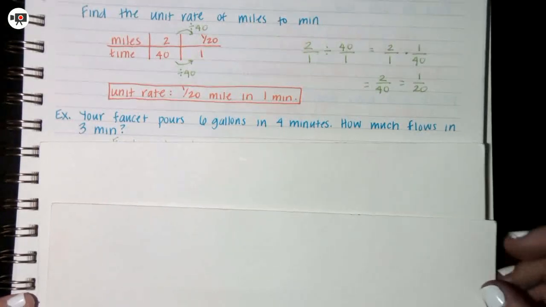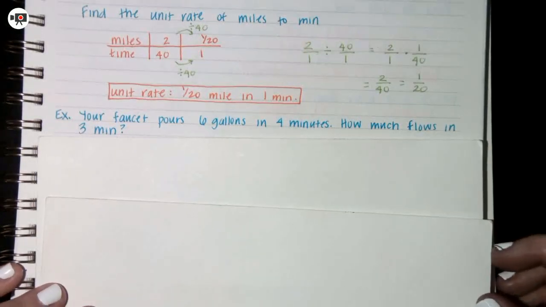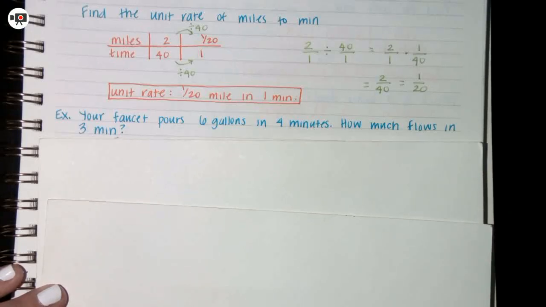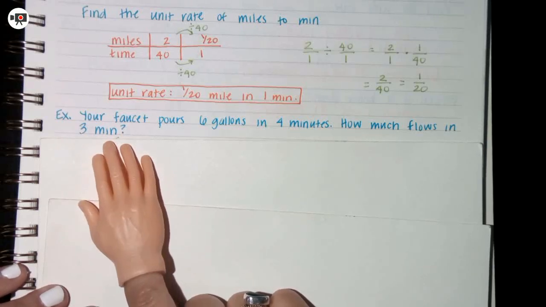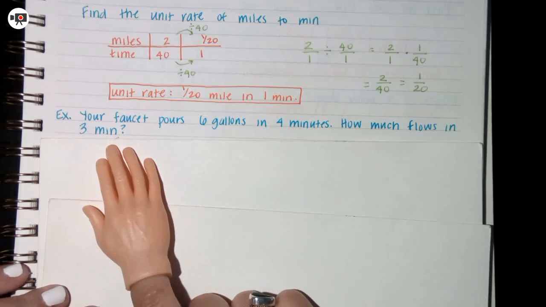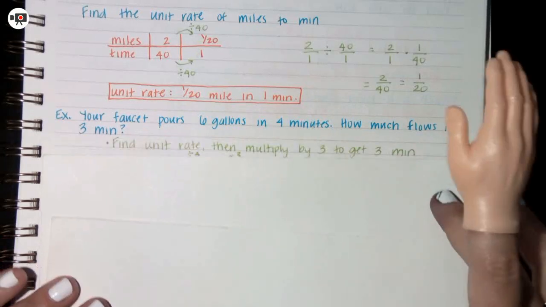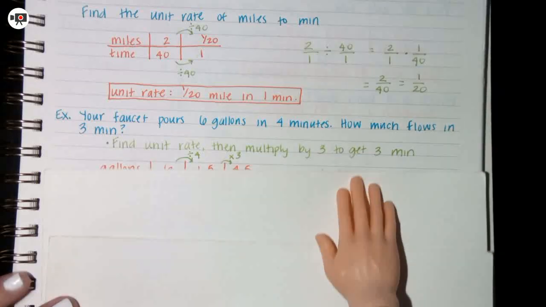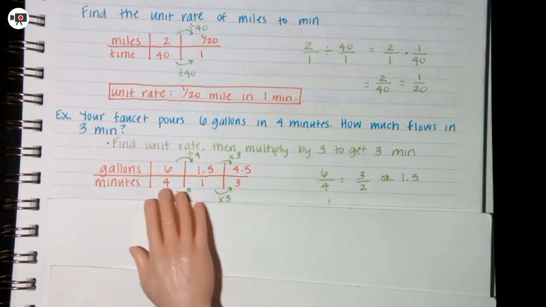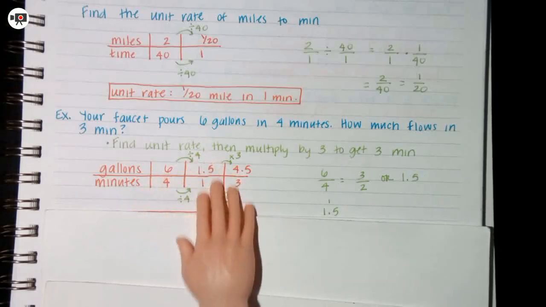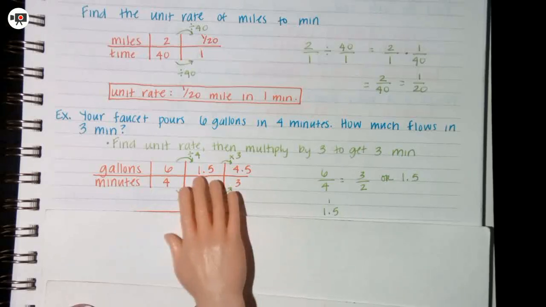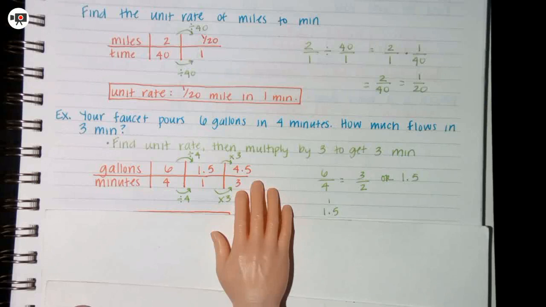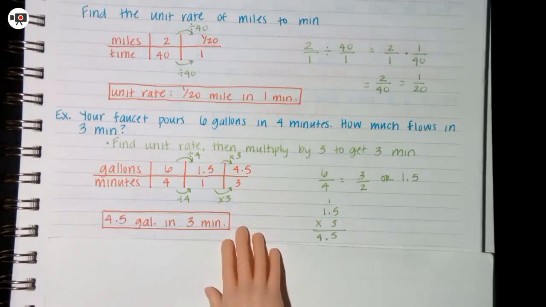So we say your faucet pours 6 gallons in 4 minutes. How much flows in 3 minutes? So if I'm changing the time, it's asking me about the time, I'm going to find the unit rate for 1 minute and then take that and multiply by 3 to get 3 minutes. So for gallons to minutes, to go from 4 to 1, divide by 4. 6 divided by 4 is 1.5. Now I need the 1 minute to be 3 minutes, so I multiply the top by 3 to get 4.5 gallons in 3 minutes.